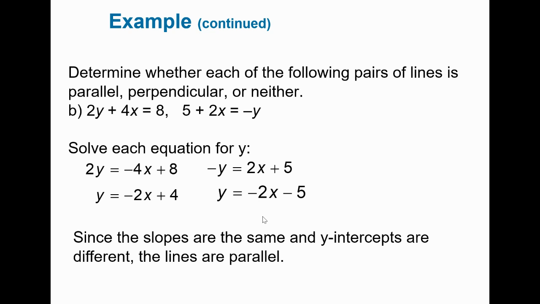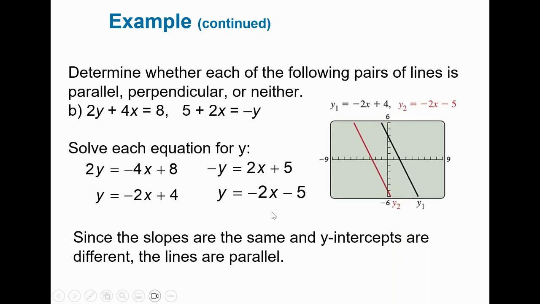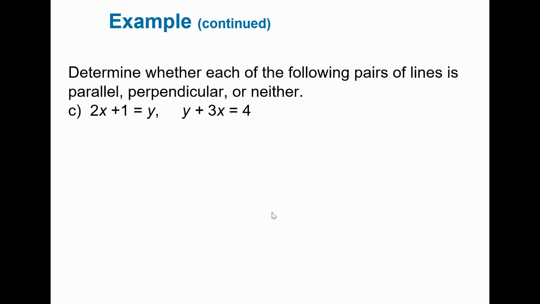Since the slopes are the same, and the y-intercepts are different, the lines are parallel. If the y-intercepts were exactly the same, you'd have the same line. I guess you couldn't say they were parallel because they'd be the same line. But all I'm interested in here is the fact that this line has a slope of negative 2. This one is identical. Lines are parallel. And as I graphed them there, they never meet, they're parallel lines. Same idea. What's the story with these two lines? I'm going to solve each for y.